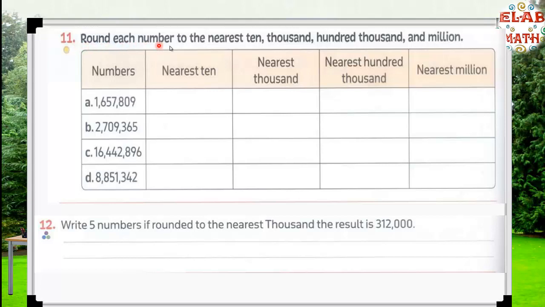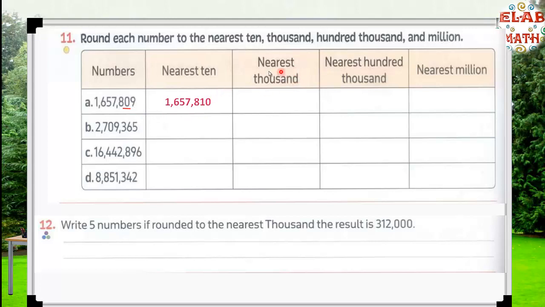Number 11, round each number to the nearest 10, 1,000, 100,000, and million. Here, first point, we will make the nearest 10. Nearest 10 means you should stand here in the tens place and see the next digit. Next digit we have 9. 9 is more than 5, that means you should add 1 to this place. It will be 1,657,810. And instead of 9, we should write 10.